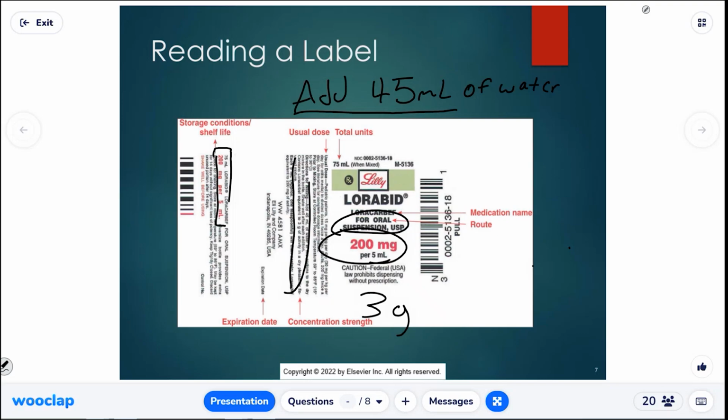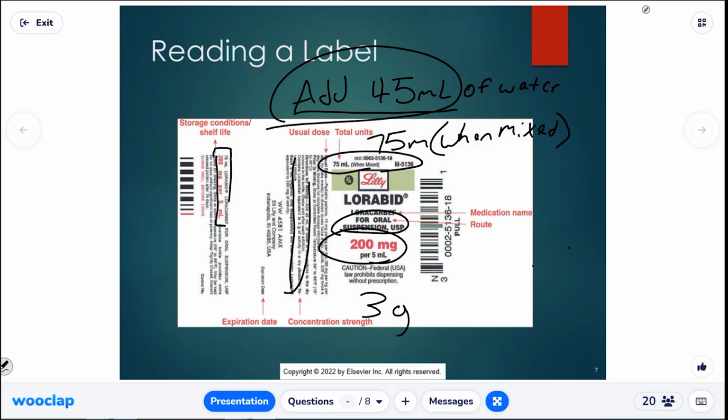Look right here. It says 75 milliliters up here in bold, but then it says in parentheses, when mixed. You notice that? When mixed. So this is saying after you reconstitute with exactly what the manufacturer tells you to. Again, a dilutant amount is not something you're making up off the top of your head as a nurse or anything. The manufacturer of the medication has designed this to do that.